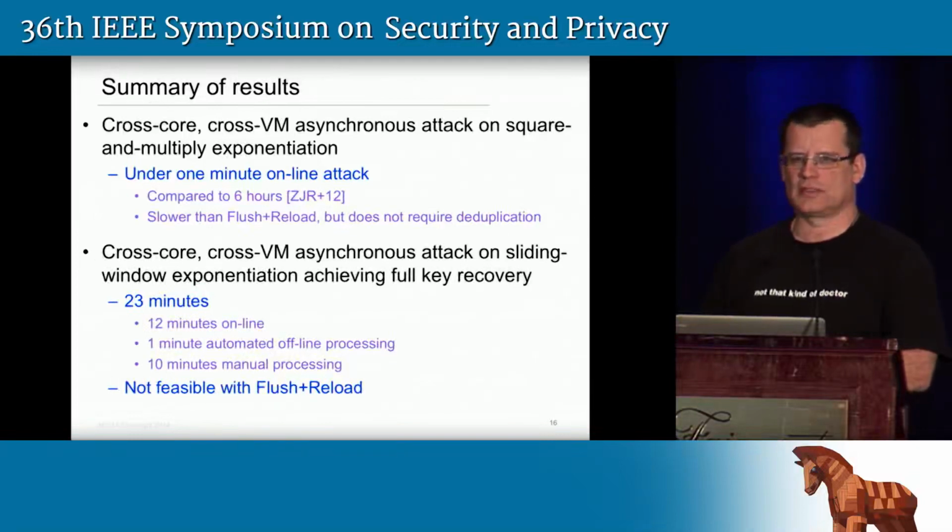We have the attack on the sliding window. This one takes much longer because we need to collect much more data. So we collect data for 12 minutes, then we do the clustering, and we need some more manual processing to fix the errors in the clustering. But we achieve full key recovery in a total of less than 25 minutes. This is something that was simply not feasible with Flush+Reload because it uses data that is created dynamically. Flush+Reload needs the deduplication. It doesn't happen without deduplication.